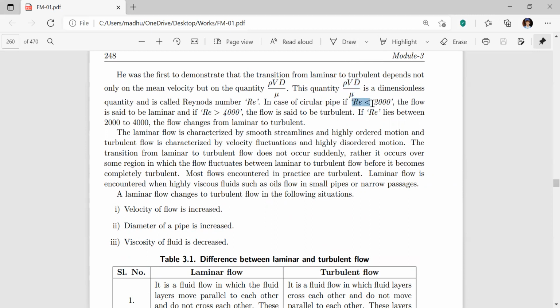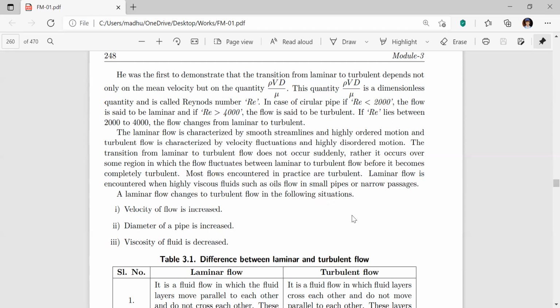If this value is less than 2000, then it is called laminar flow. If the value is more than 4000, it is called turbulent flow. If Reynolds number lies between 2000 to 4000, then the flow changes from laminar to turbulent. The laminar flow is characterized by smooth streamlines and highly ordered motion of particles, and turbulent flow is characterized by velocity fluctuations and highly disordered motion.